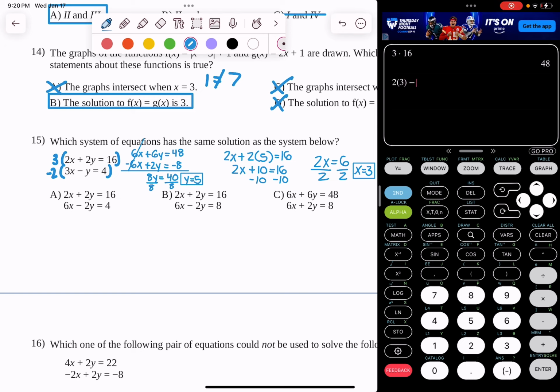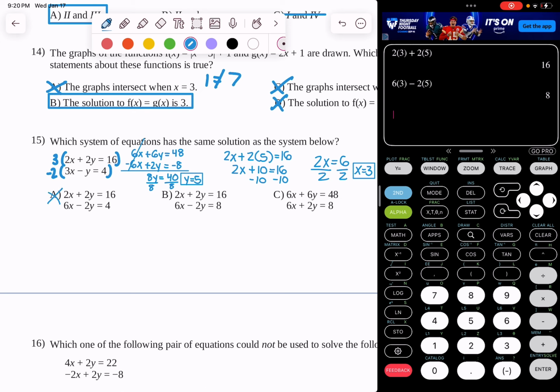Then plus 2. I'm going to make my y 5. And I'm seeing, does that equal 16? It does. Now let's look at the second equation. 6. I'm making my x 3 minus 2 and my y 5. Does that equal 4? It does not. So A is not my answer.